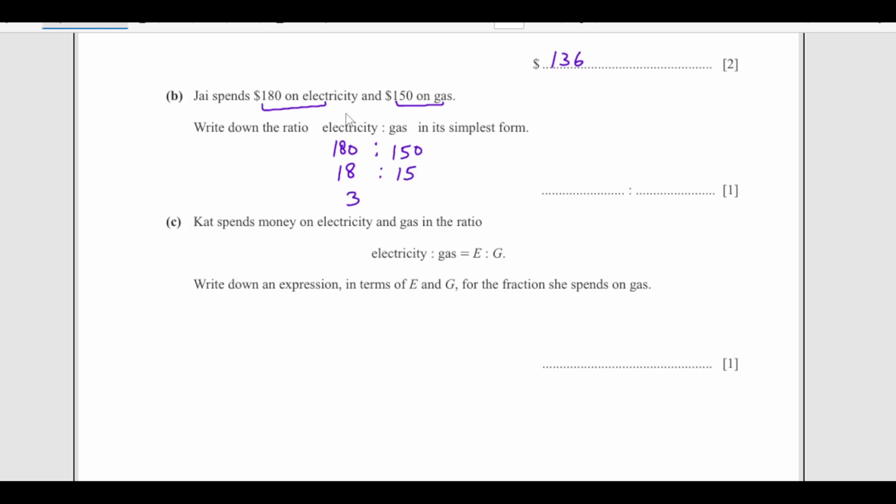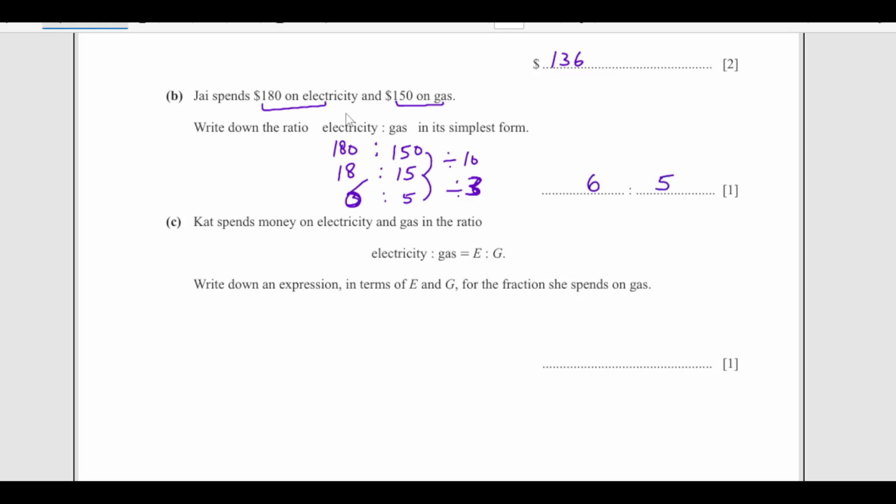Here we divide by 10. Now, you divide by 6, right? No, sorry, divide by 3. So, 3 times 6, 3 times 5. So, the final answer is, am I doing something wrong? Okay, this is 6, 3 times 6, yeah, 3 times 5. So, the final answer is 6 ratio 5.